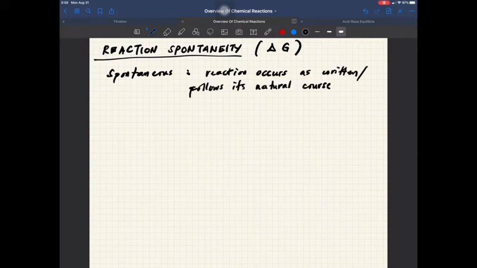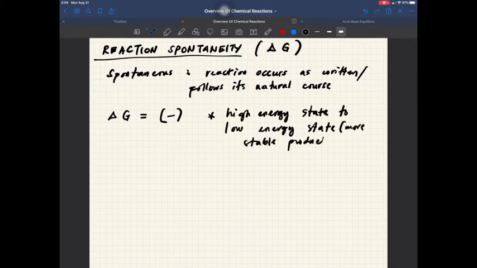In reaction thermodynamics, we describe the spontaneity of a reaction in terms of Gibbs free energy. A negative change in Gibbs free energy means that a reaction goes from a higher energy state to a lower energy state, meaning the products are more stable than your reactants. On the other hand, a positive change in Gibbs free energy means that your reactant goes from a low energy state to a high energy state. It means that the products are more unstable than your reactants.